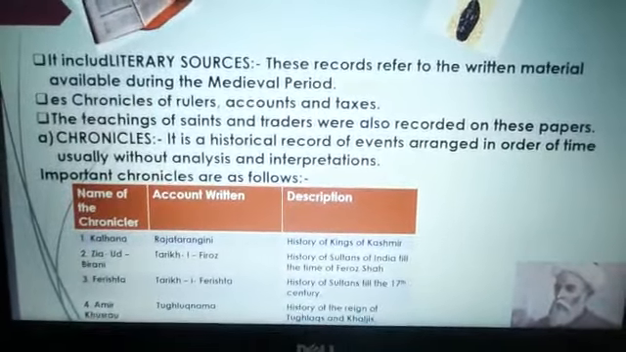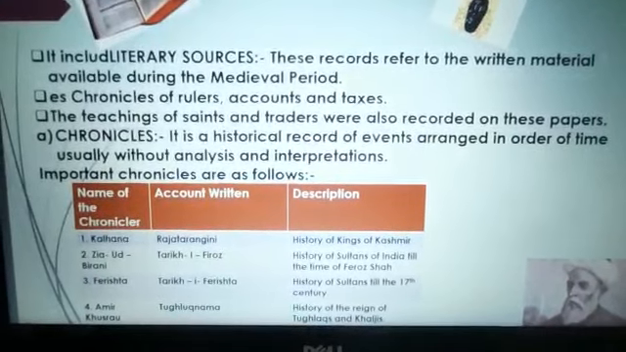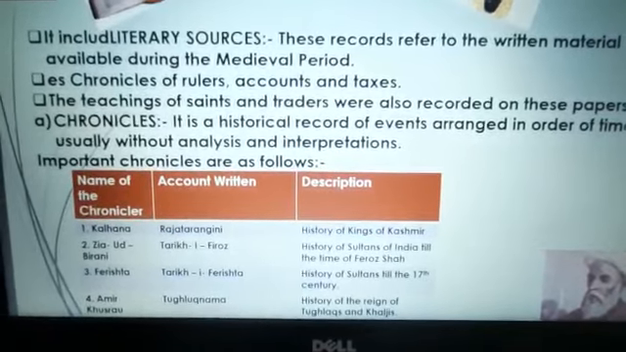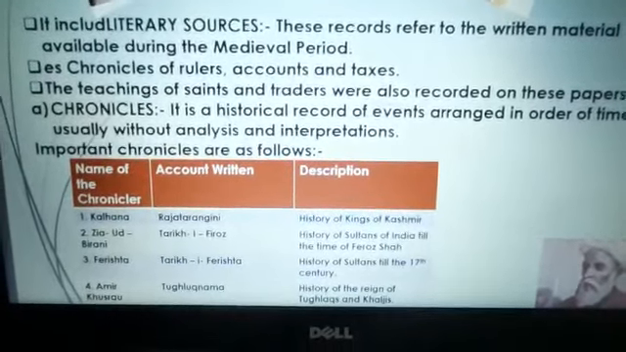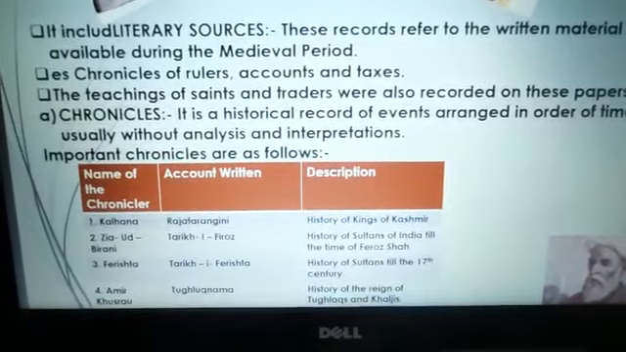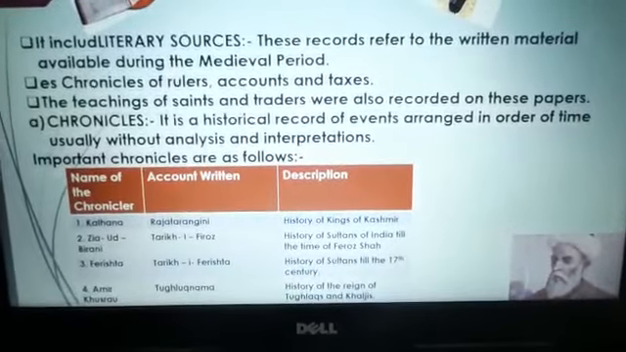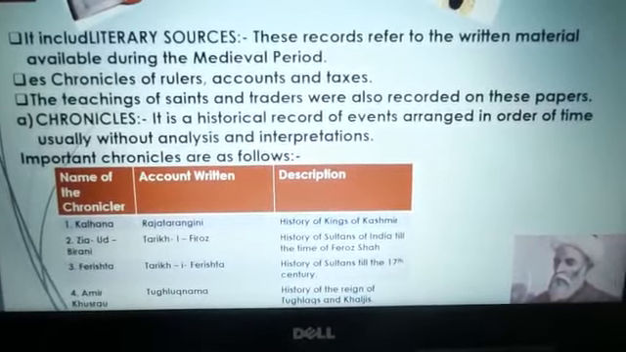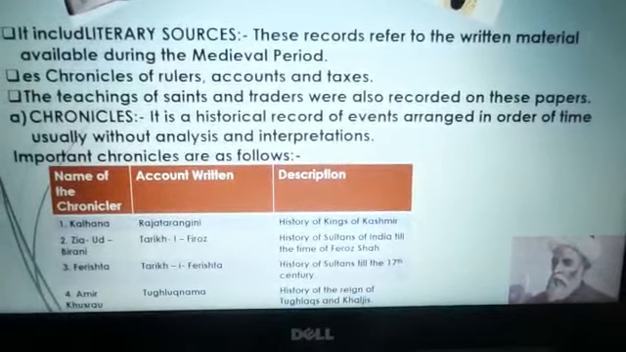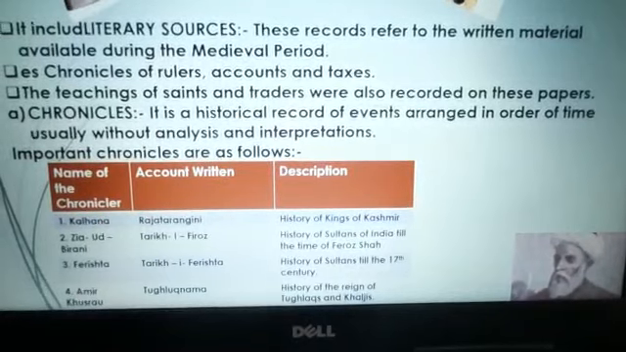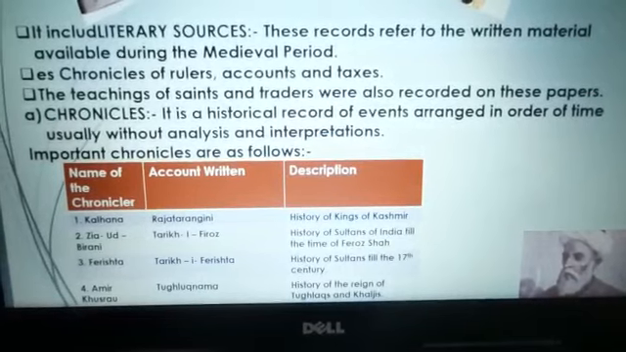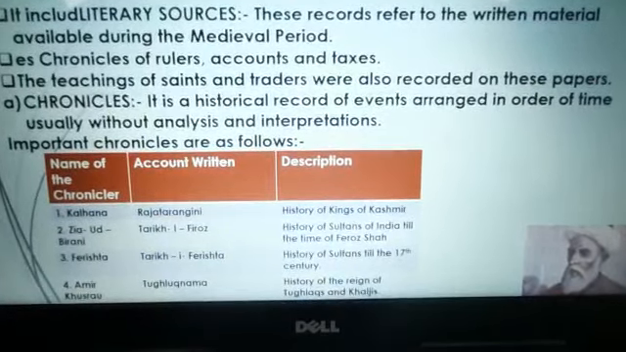Literary sources include the records which refer to the written material available during the medieval period. They also include the chronicles of rulers, accounts, and taxes. The medieval period also included the teachings of saints and traders. For your information, the people who wrote these chronicles were known as chroniclers, and these chronicles referred to the historical record of events arranged in order of time, usually without analysis and interpretation.